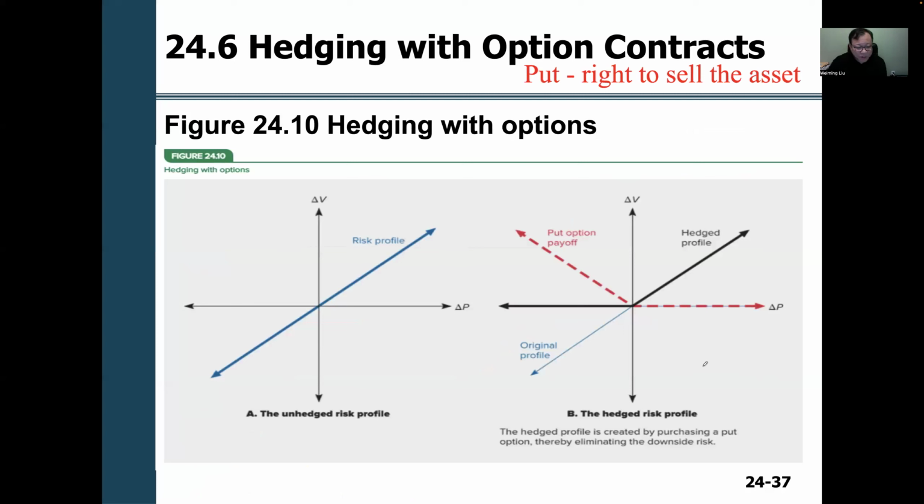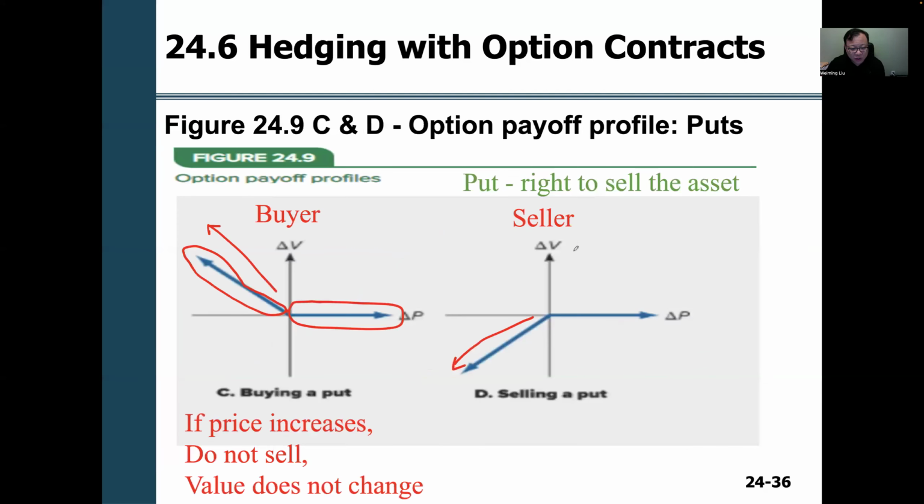Originally, if you do not have the hedging, this is your risk profile. You are like the wheat grower: when the price is higher, your value is going up, and when the price is lower, your value is going down. So now the idea is we want to have a put option. If you buy a put option, let's take a look.